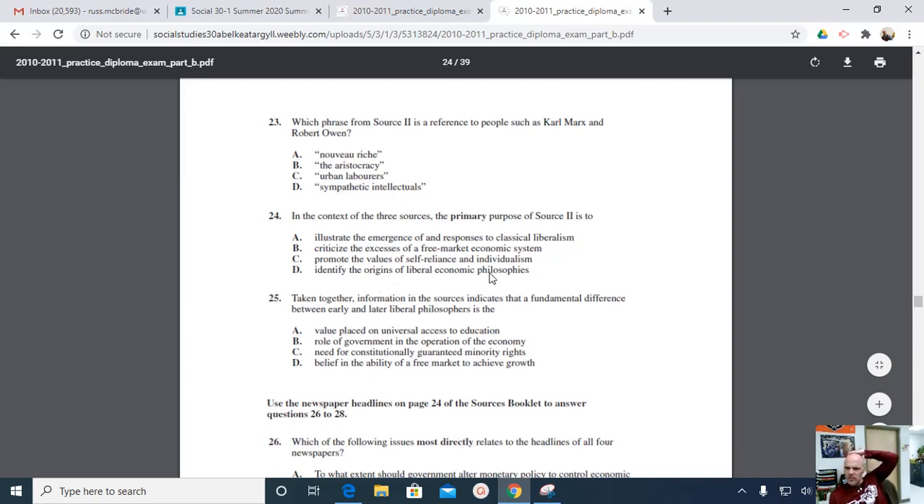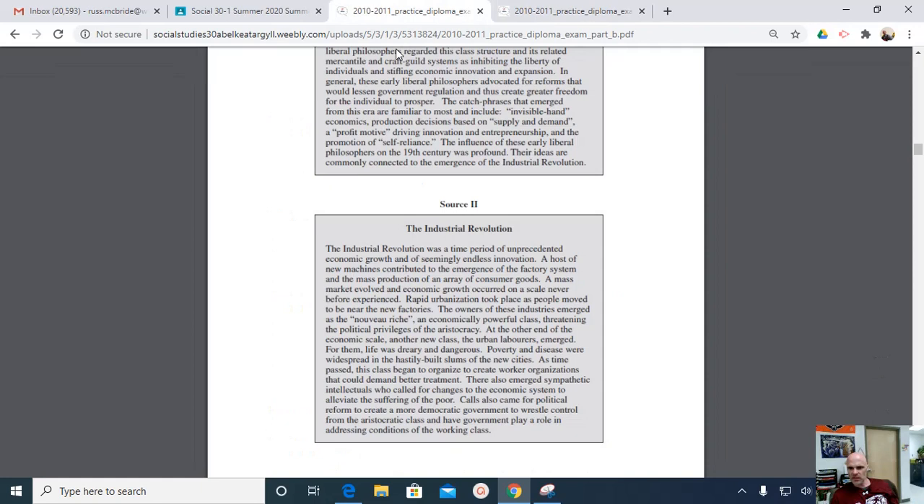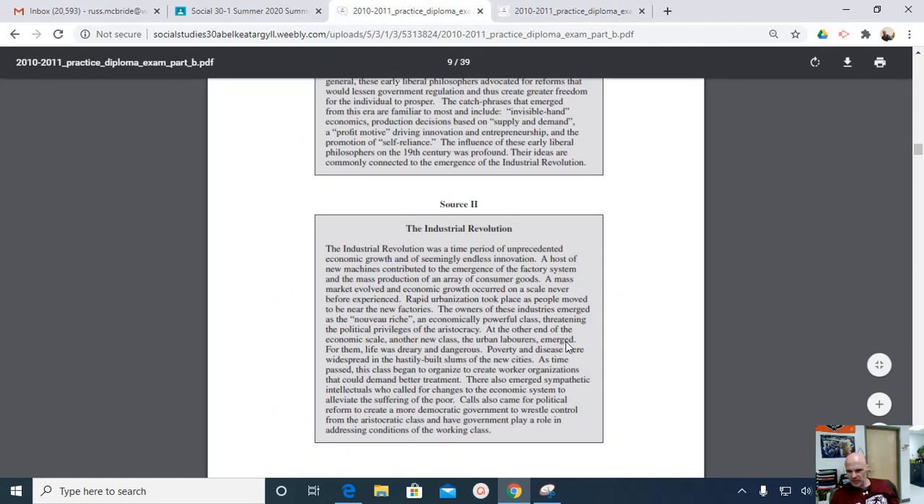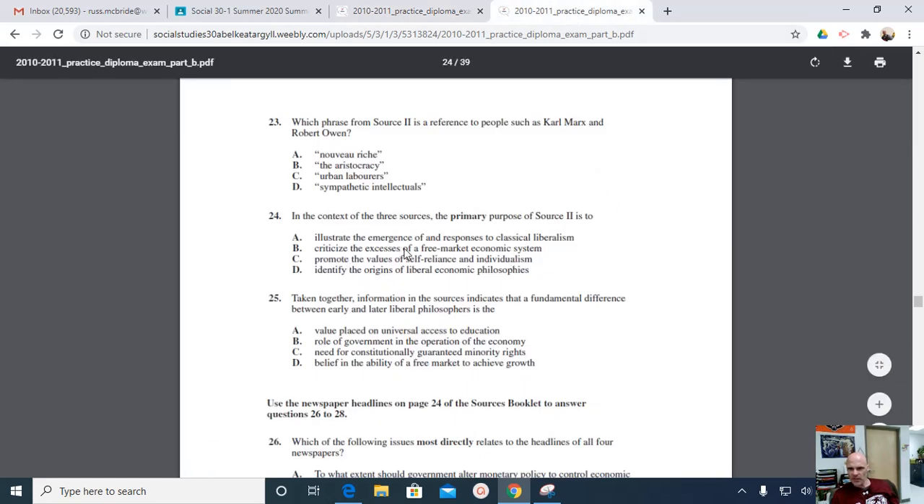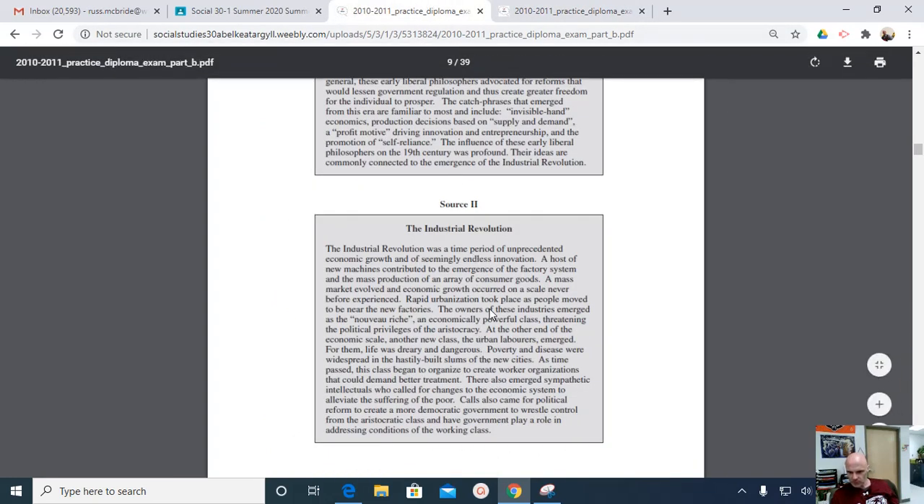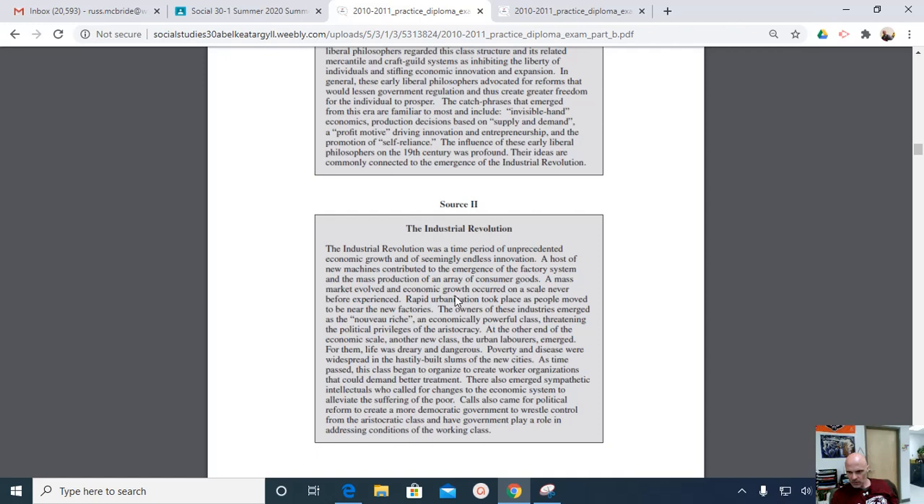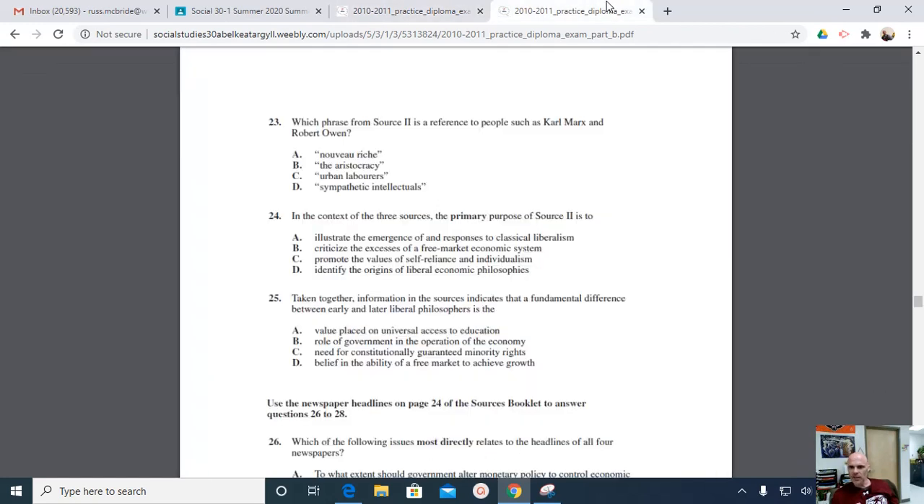Identify the origins of liberal economic philosophers. Well, it doesn't talk about the origins of Adam Smith. Promote the values of self-reliance and individualism. It seems to be highlighting some of the danger and poverty and stuff. They wouldn't do that if that's the case. Criticize the excesses? Well, I just said that they had the poverty and everything there. All of this up here isn't necessarily criticizing the successes. It's really describing the emergence of classic economic liberalism, and then as a consequence, some of the responses to it. And that, my friends, was A.